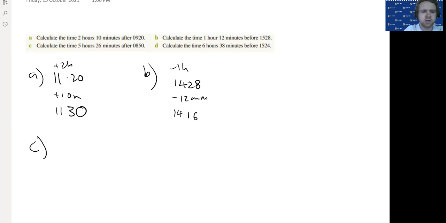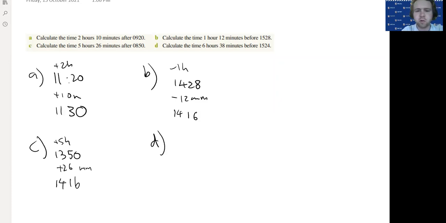For C, 5 hours after. Now we've got to be careful here. If we plus 5 hours, we go to 13. For 24-hour time, that is fine. We can go to 13. But then when we plus 26 minutes, it's going to be 10 minutes to get us to 14, which is 2 o'clock. And then we need another 16 minutes more. So again, just break it down into bits, which will make this easier.